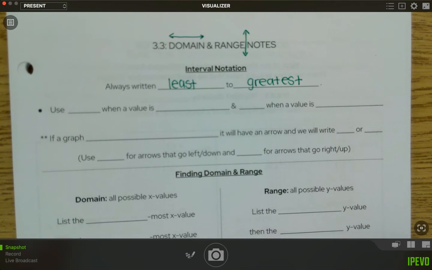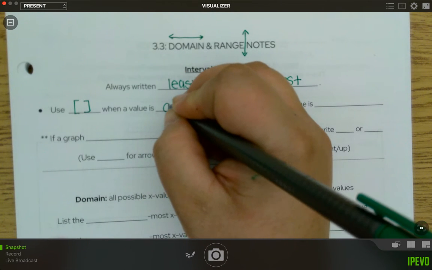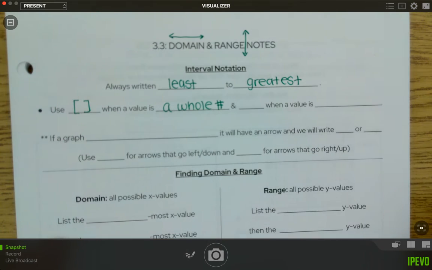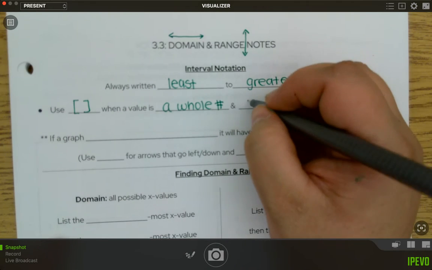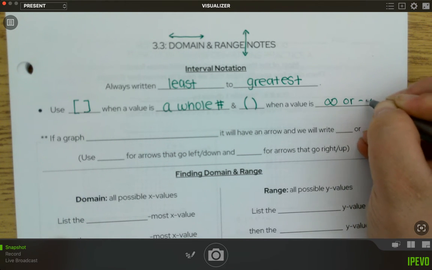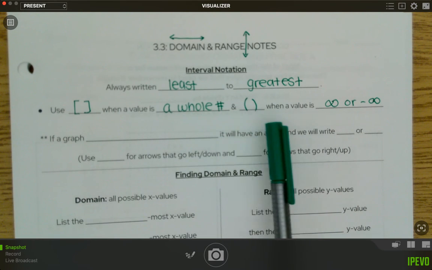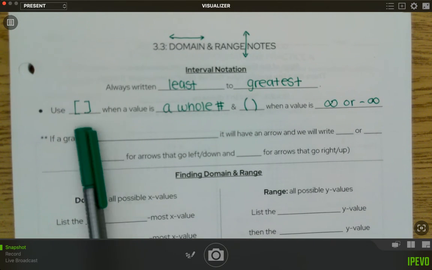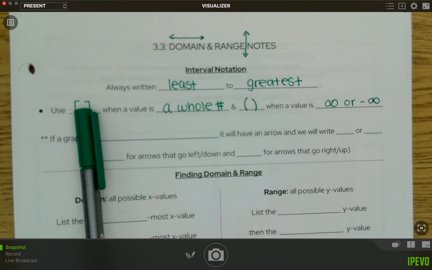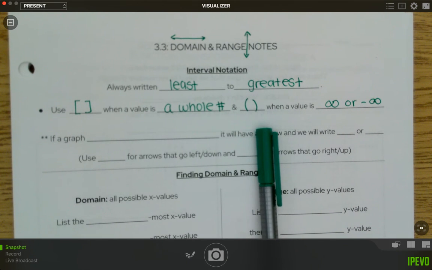So remember to use brackets when a value is a whole number, because there's going to be no open circles. And use parentheses when a value is infinity or negative infinity. Because you can equal a whole number, you cannot equal infinity. And if you look at the top and the bottom of a bracket, it looks like an equal sign. These get used when you can equal a number, you just can't equal infinity, okay?